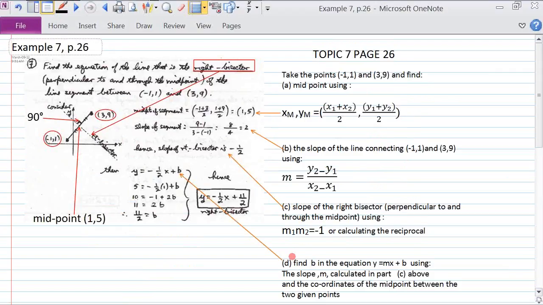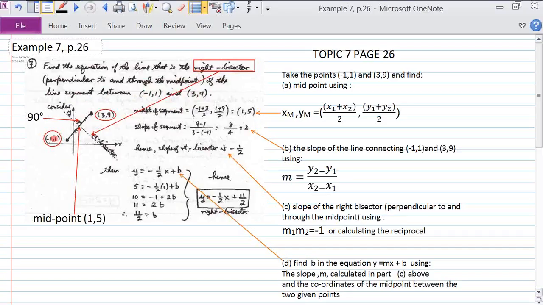And this is quite a long problem, so we're going to try and break it down into parts, really 4 parts that we're going to see. First of all, let's read the question. Find the equation of the line that is the right bisector. That means it's perpendicular to and through the midpoint of the line segment between minus 1, 1 and 3, 9.